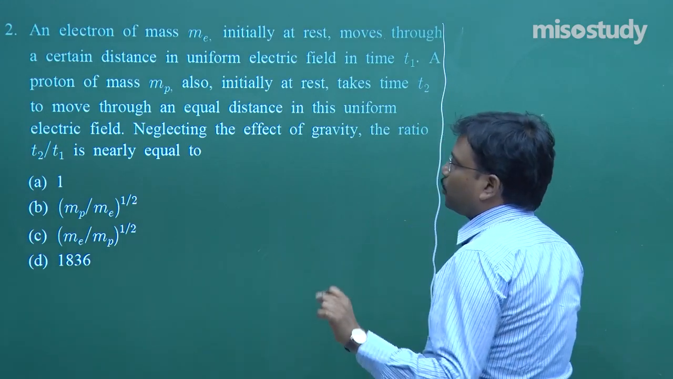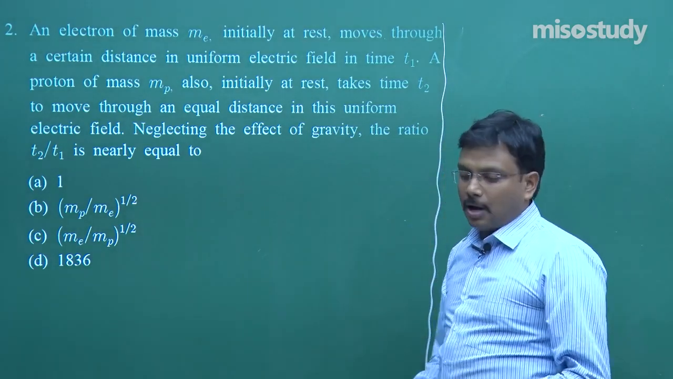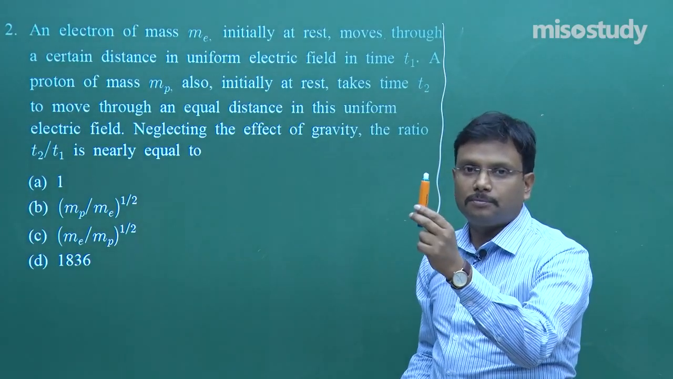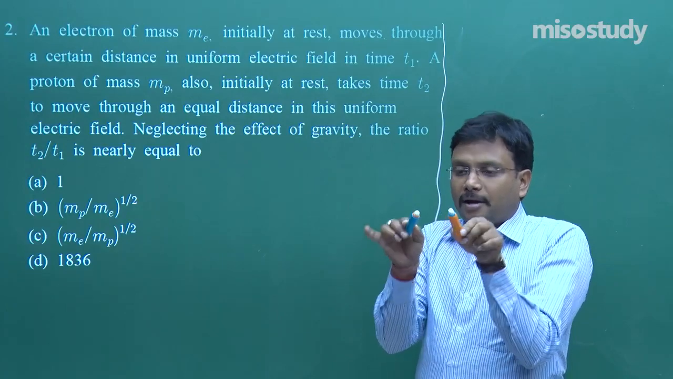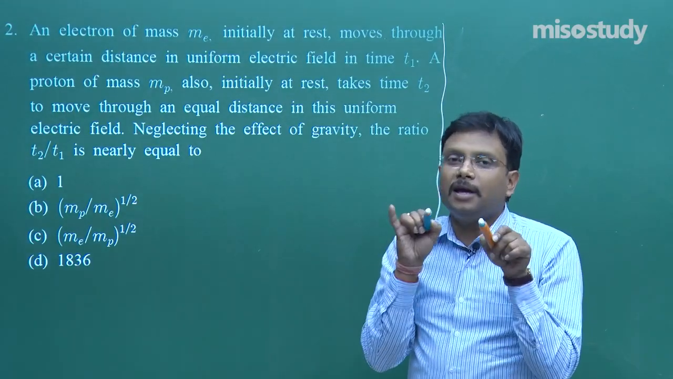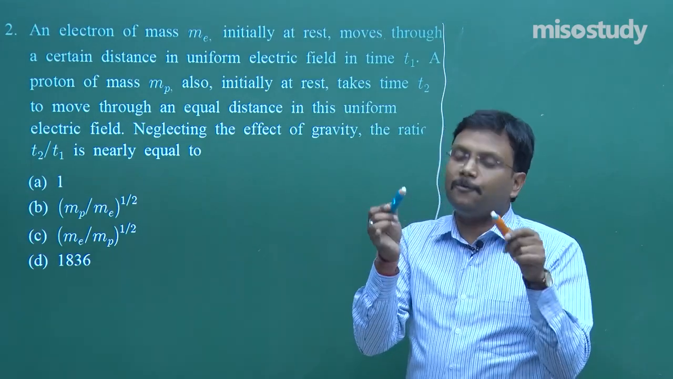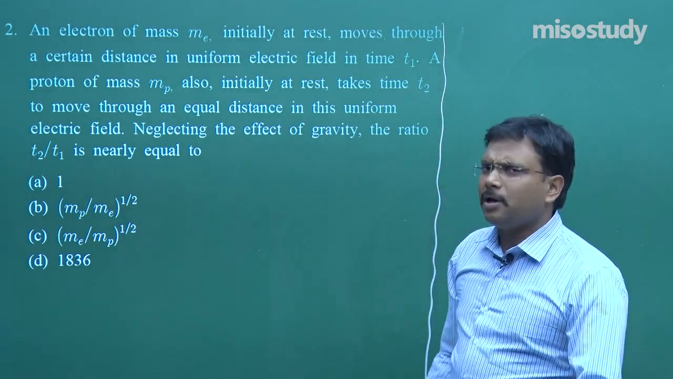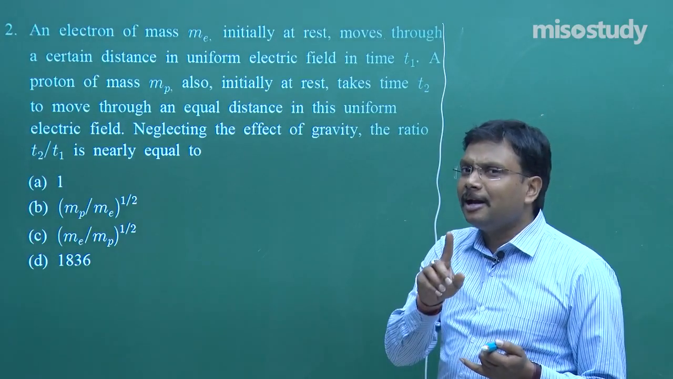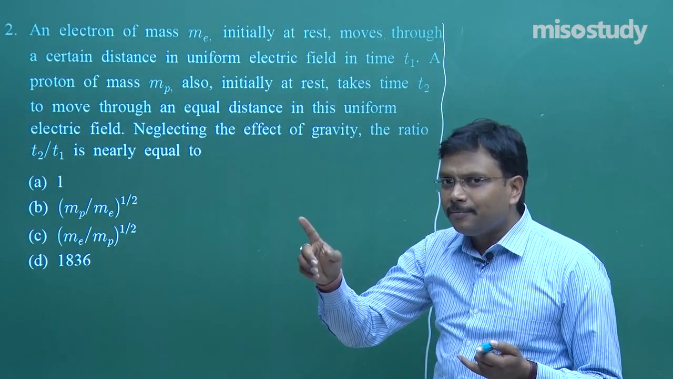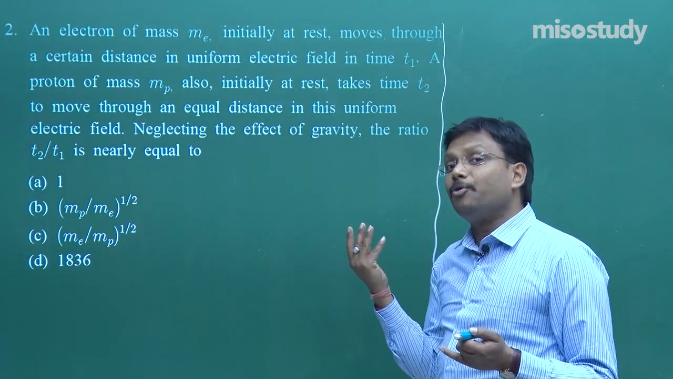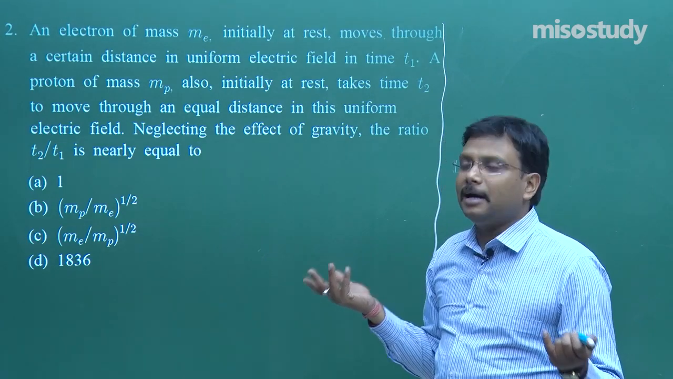Let me summarize the question in simple terms once again. I have an electron and proton, both at rest. Then they start moving in an external electric field. One more concept that you can revise in your mind: in an electric field, a positive charge will try to accelerate in the direction of the field. An electron, being negatively charged, will try to move opposite to the direction of the electric field.